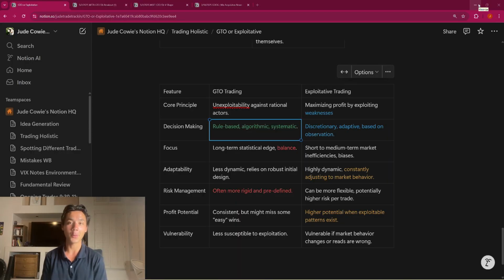Why do you need to know about GTO versus exploitive in trading? GTO versus exploitive thinking is really commonly thought about in the poker scene. GTO, known as game theory optimal, is a very mathematical, quantitative way of thinking. On the other hand, exploitive is much more observational, field based, unique to your environment.